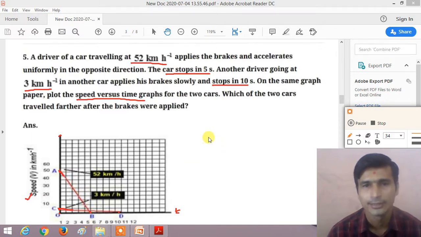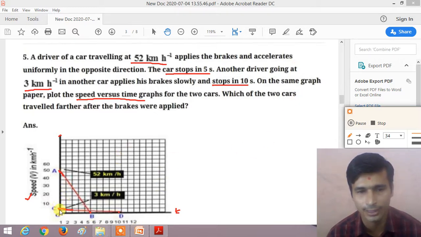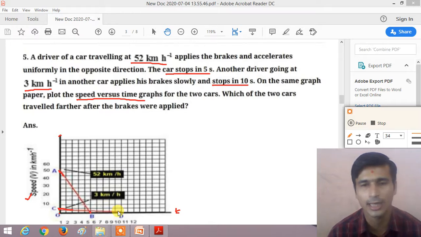Second car, the initial speed of the second car is 3 kilometer per hour, and the final speed of the second car is 0 after 10 seconds. So starting from 3 kilometer per hour, at 10 seconds the speed of the car is 0.